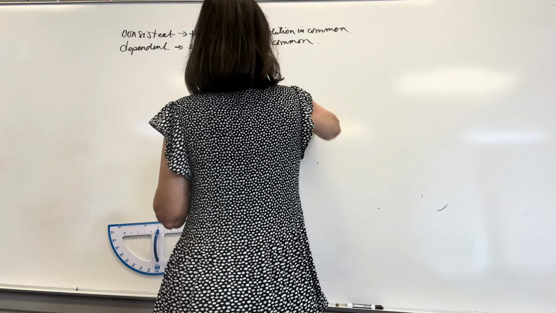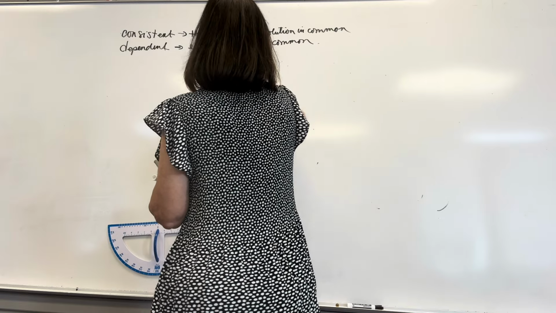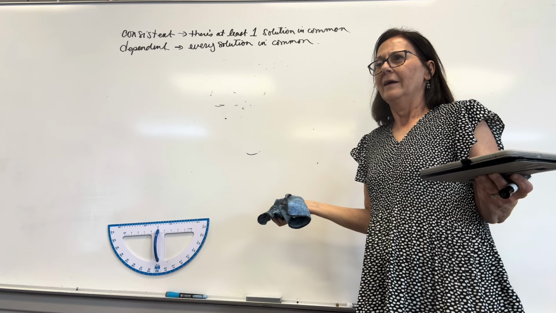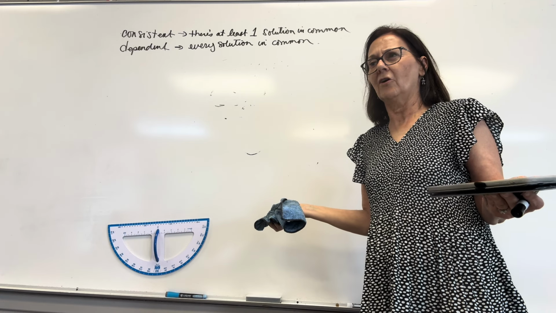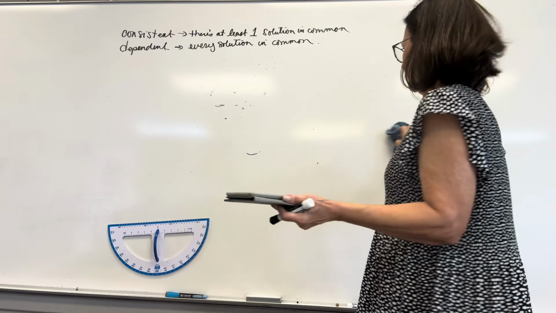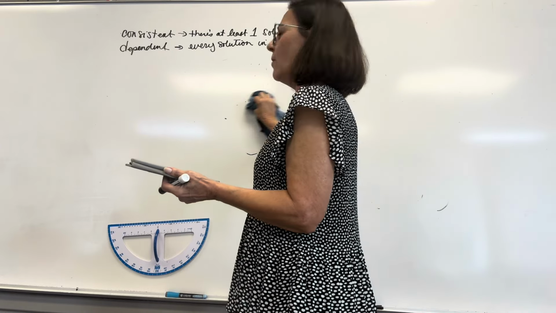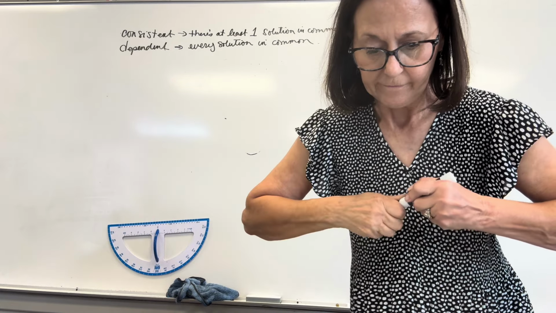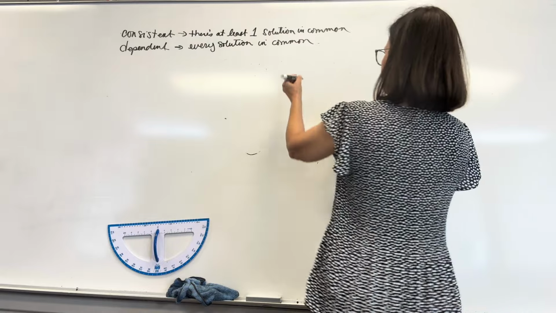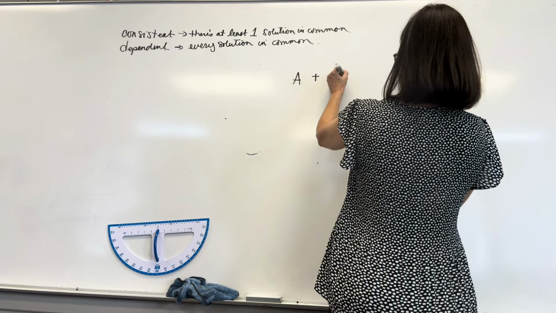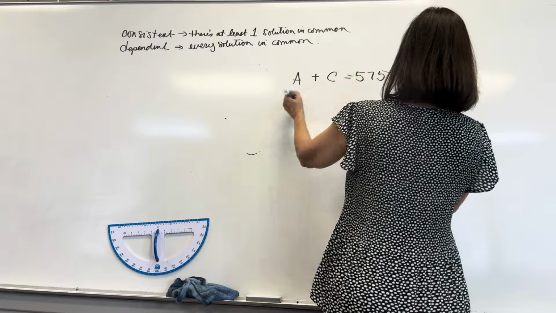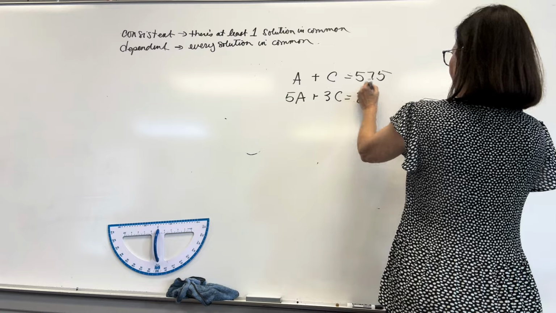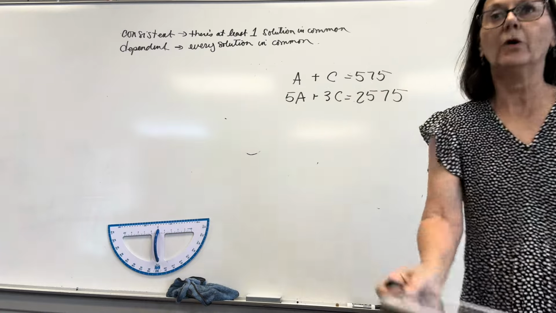X plus Y equals 575. Okay, I'd actually do A plus C, just because then I have to remember, does X mean an adult or a child? I got to remember that. So 5. I don't want to have to write that down. I want to write A plus C equals 575, and 5A plus 3C equals 2575. All right, what do y'all want to do?